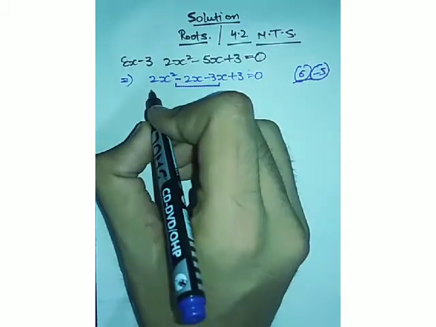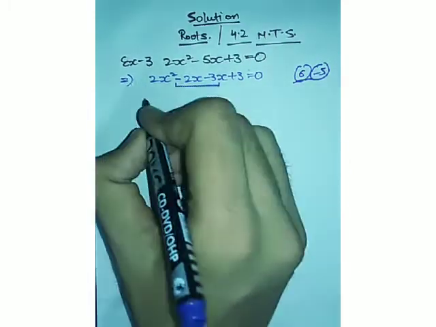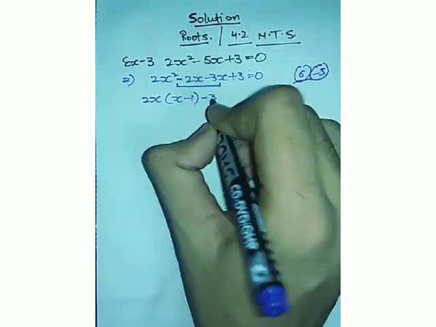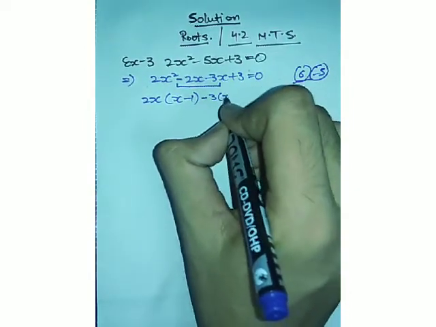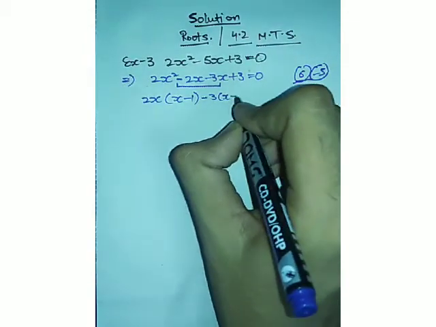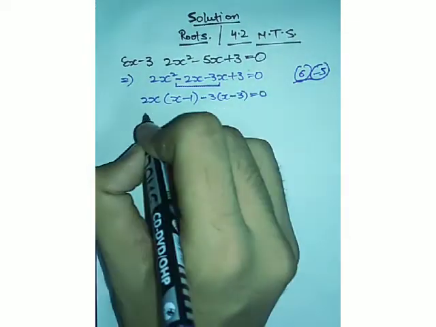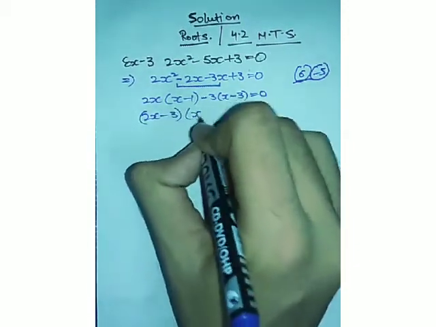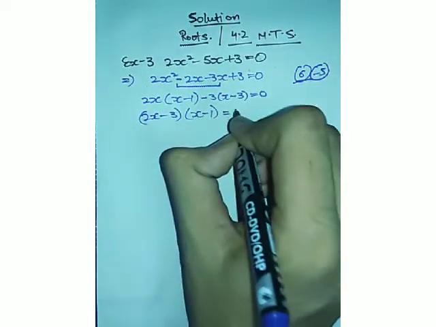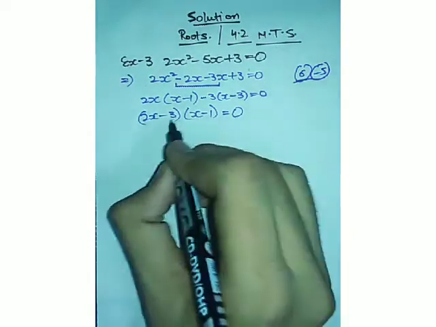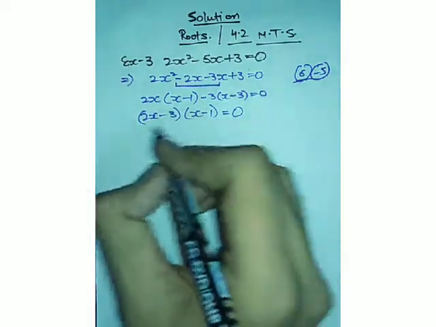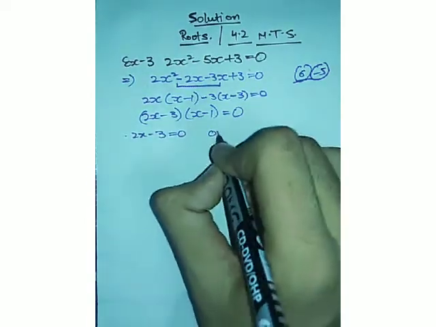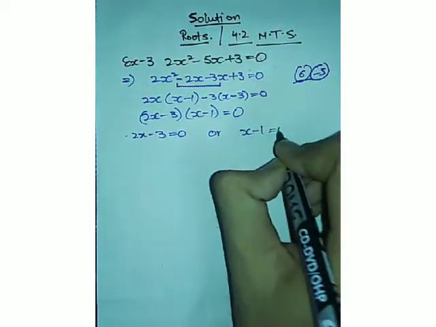So what is the next step? Just take a common factor from the first two terms, that is 2x(x - 1), and take a common factor from the last two terms, -3(x - 1) = 0. (2x - 3) will be left, and (x - 1) can be taken out as another common factor, right? Now the product of these two terms is 0. It means either 2x - 3 = 0 or x - 1 = 0, right?